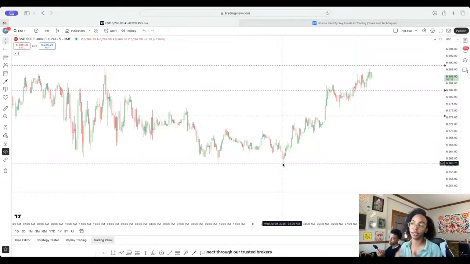Psychological levels are our round numbers: 6200, 6300, even those 6250, those 50s, those half-point numbers. So psychological numbers, round numbers, can be a key level. And what's the last one? Liquidity zones, where price grabs and fakes out traders.